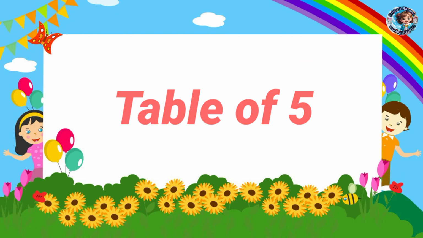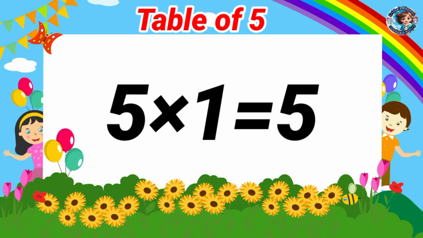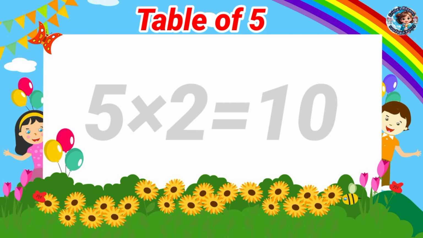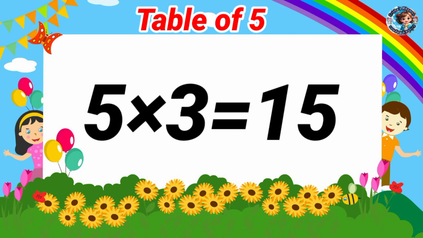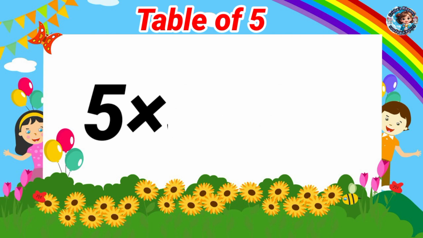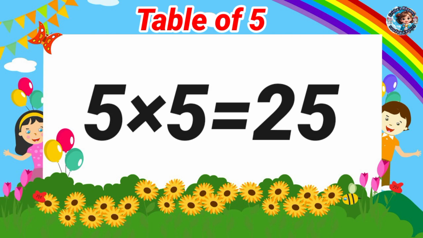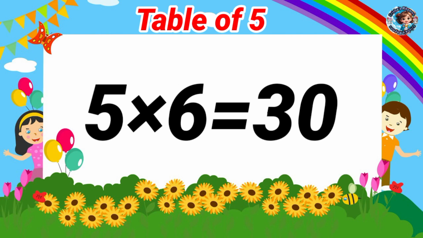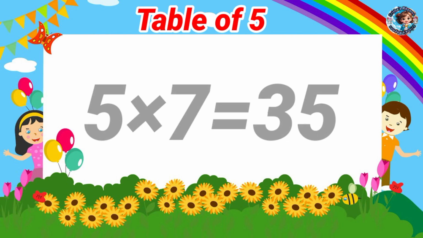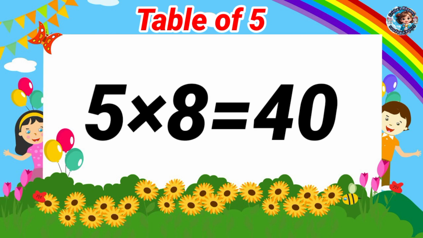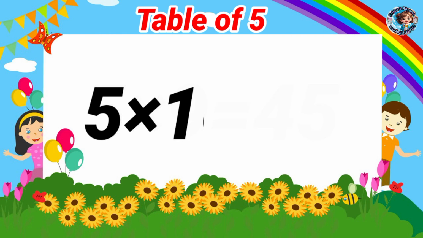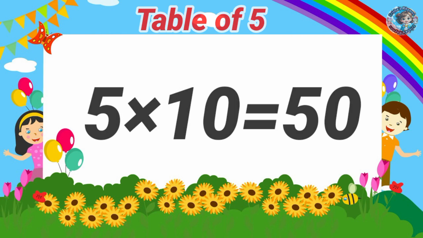Table of 5. 5 ones are 5, 5 twos are 10, 5 threes are 15, 5 fours are 20, 5 fives are 25, 5 sixes are 30, 5 sevens are 35, 5 eights are 40, 5 nines are 45, 5 tens are 50.